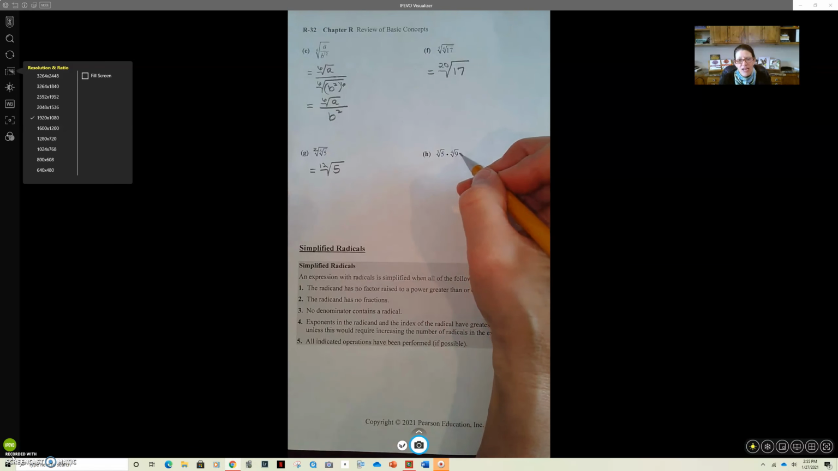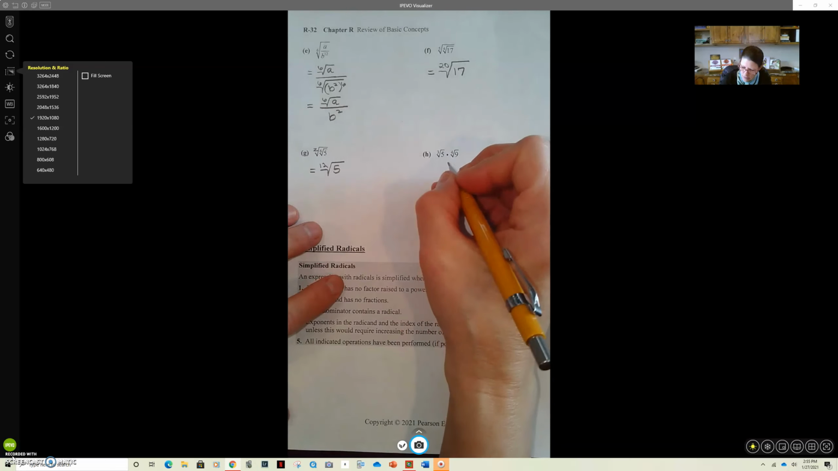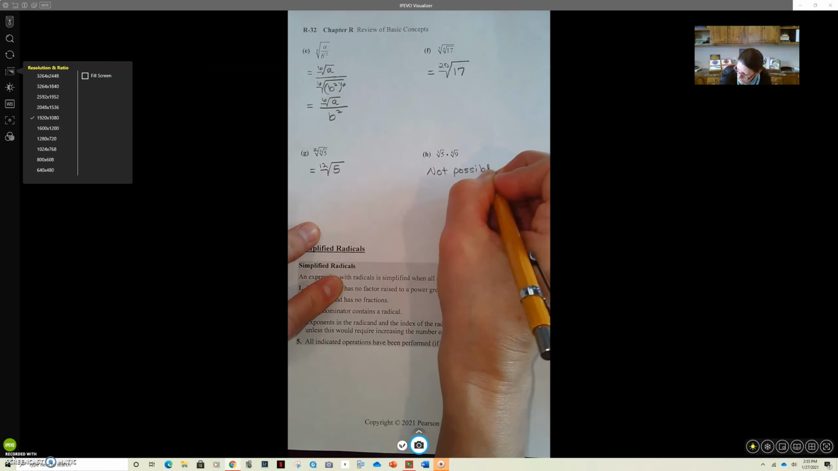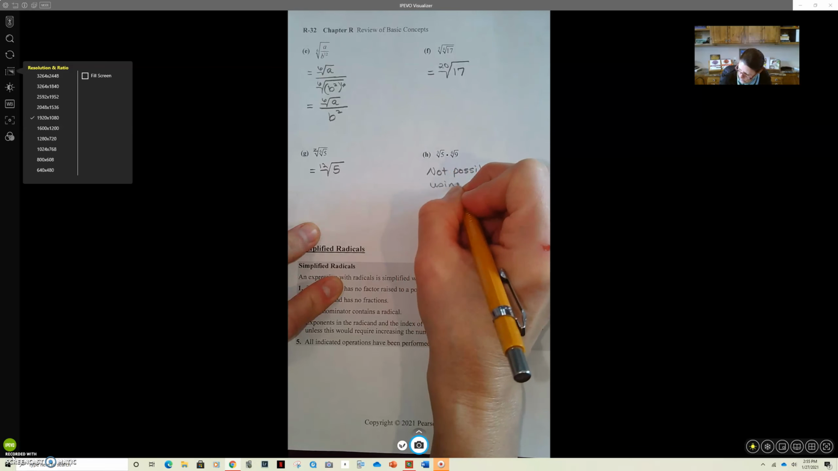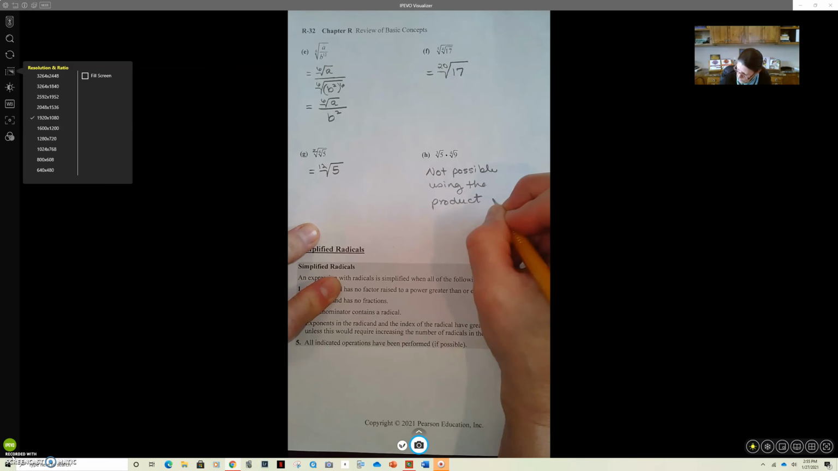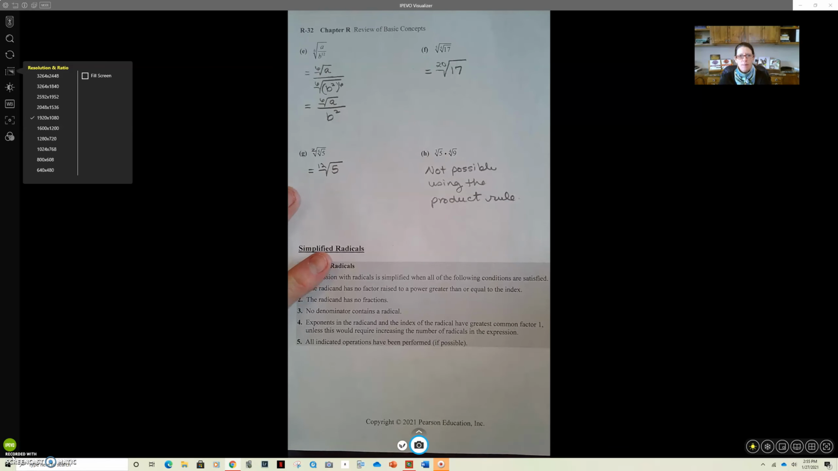And lastly, in part H, we've got a cube root of 5 times a 4th root of 9, and those indexes are not the same, are they? Therefore, our product rule for radicals is not going to work in this case. So I'm just going to say that this is not possible using the product rule. And there we have some simplification of radicals.